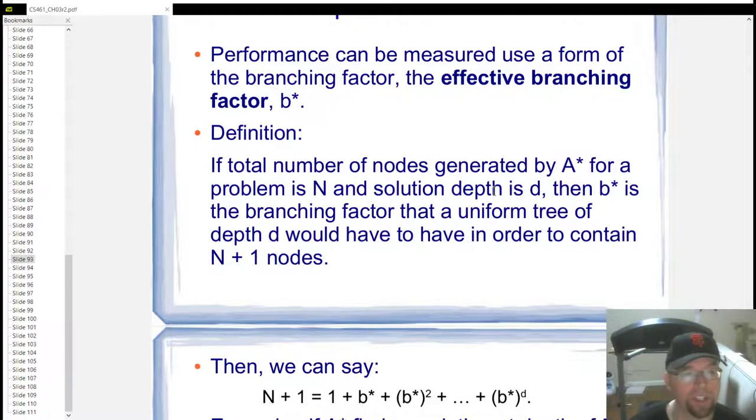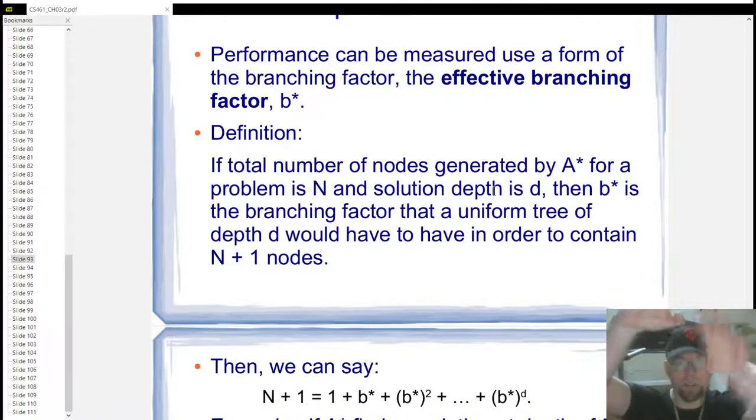If the total number of nodes generated by A star search for a problem is n and the solution depth is d, then B star is the branching factor that a uniform tree of depth d would have to have in order to contain n plus 1 nodes. Okay, so what this is basically saying is, if you have all these nodes that are generated by the A star search, and that total number is n. The solution depth, that means from your start node down to the goal node, if that depth is d, then B star is going to be that branching factor.